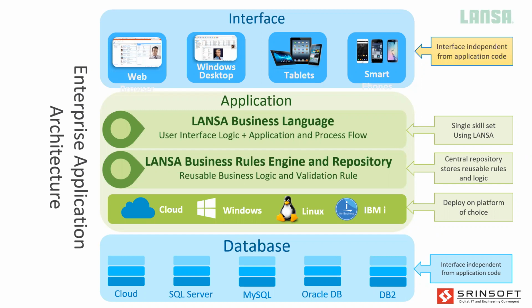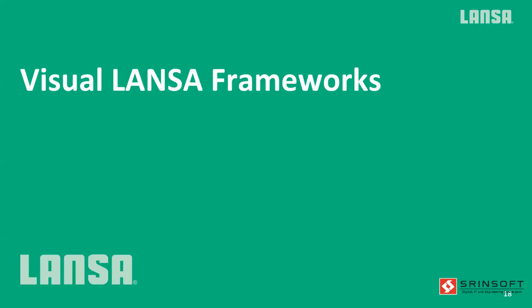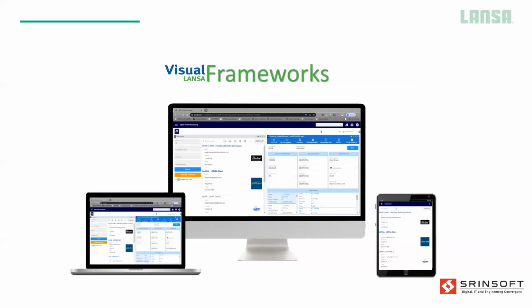So that is just briefly Visual LANSA. And as I mentioned, inside Visual LANSA, we have the Visual LANSA Frameworks. As I mentioned, this is a key part of LANSA's low code and IBM i modernization development approach. It's used to design, implement, and deploy web, Windows desktop, and mobile applications. It allows developers to hit the ground running when developing back office style applications, and we'll see this in action in a second.